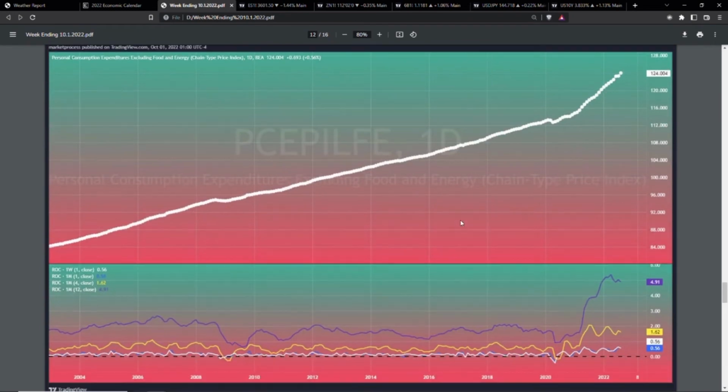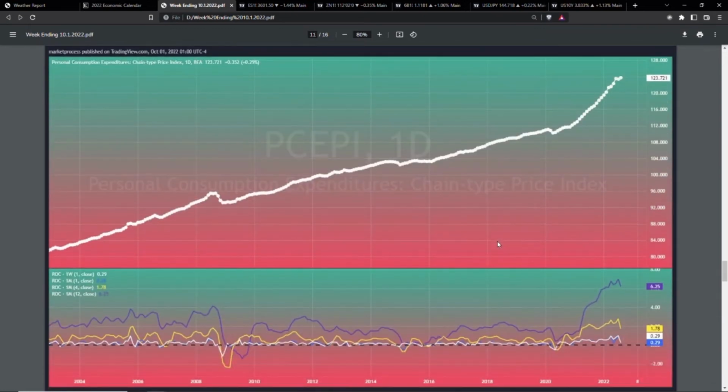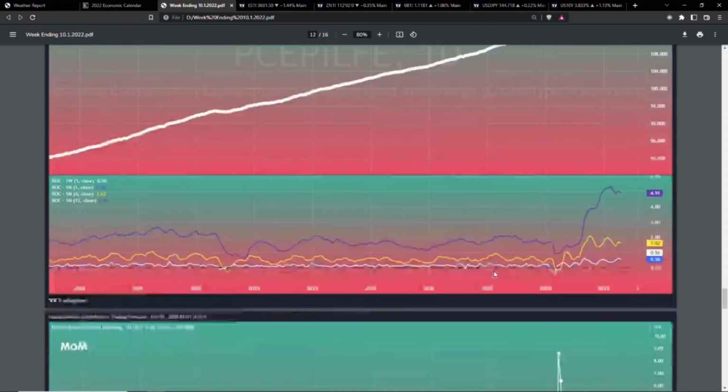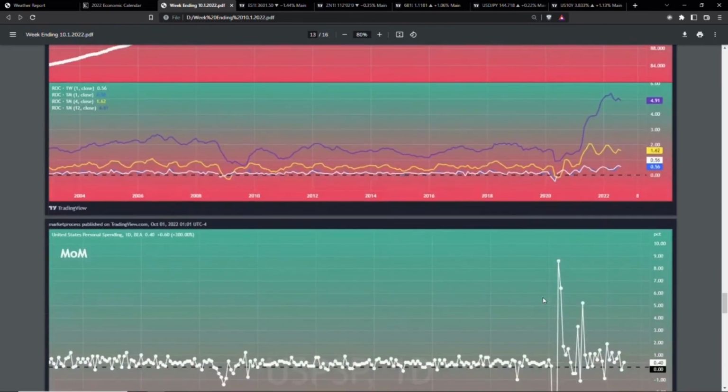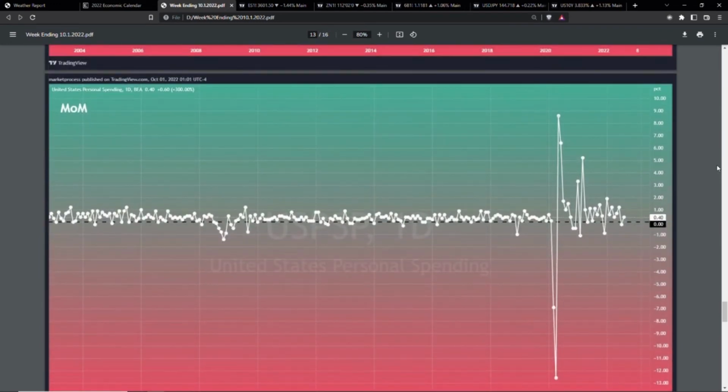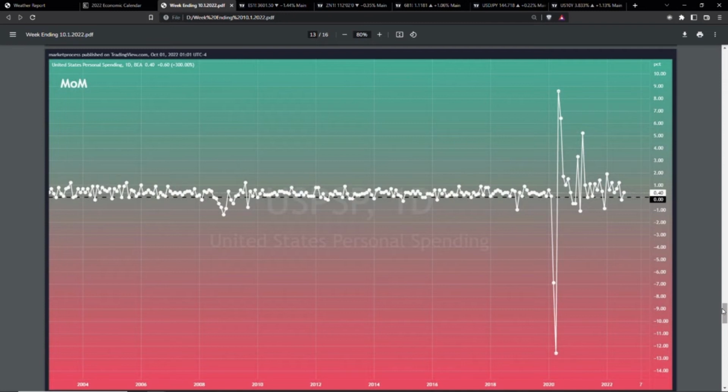This is PCE core, so this is excluding food and energy, same type of thing, remaining sticky and actually rising 56 basis points. So this is rising more than headline PCE. Something to watch there, that energy and food aren't so much of an impact. They're more of a negative impact than a positive impact at this point. So we have other things that are going up outside of food and energy. That's going to be important for CPI as well. We saw that in the last CPI print too, where things like services were bringing in more upward pressure than previously expected.